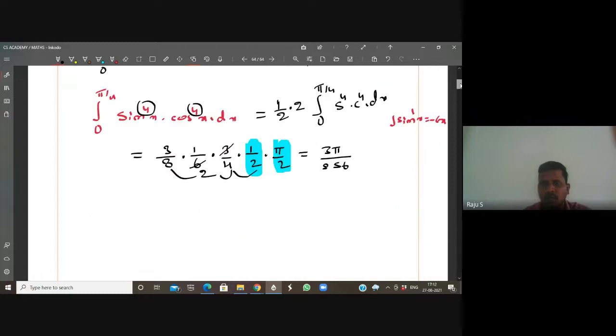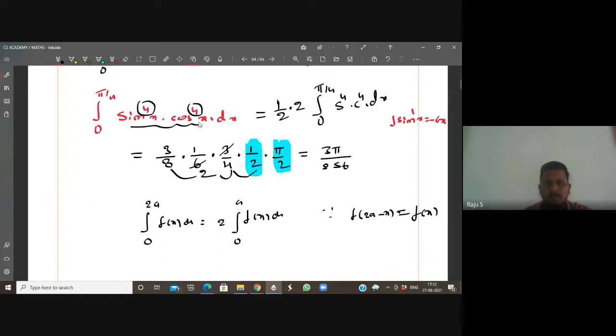See, already we have seen that the integral 0 to 2a of f of x dx we write as 2 times the integral 0 to a of f of x dx, when f of 2a minus x is equal to f of x. When you consider this as f of x and find f of 2a minus x, the function is even. Is sine power 4 cos power 4 even or not? Yes, sir. I want to apply it in reverse, and this 2 I want to multiply here. Can I multiply this 2 here?